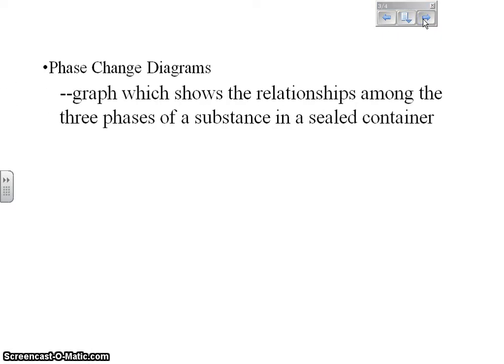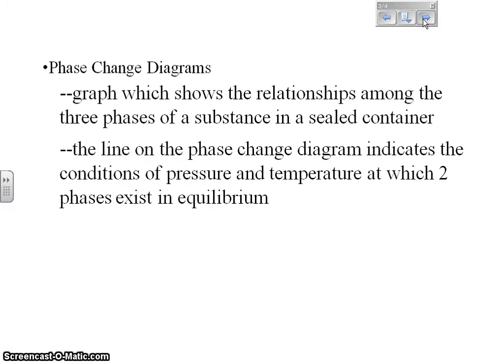Okay. Let's switch gears and talk about phase change diagrams. All right. A phase change diagram is a graph which will show the relationships among the three phases of a substance in a sealed container. Now, the line on the phase change diagram indicates the conditions of pressure and temperature at which two phases exist in equilibrium. Okay. Now, if you don't remember what equilibrium is, I suggest you go back to Day 1 or Day 2 notes and refresh on equilibrium so that you understand what we're talking about here.